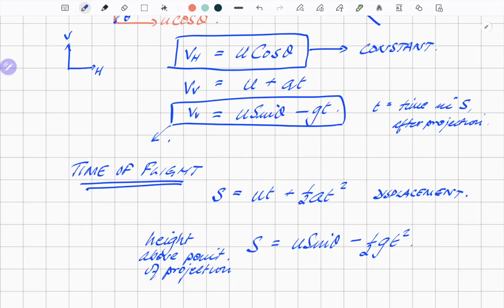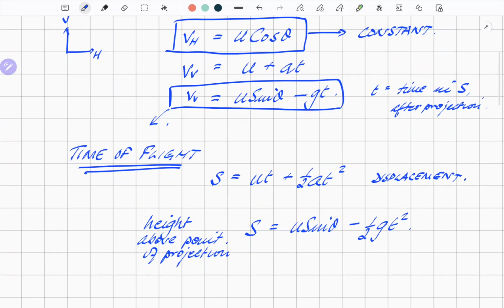If it's positive, it's above. If it's negative, it's below. Does that make sense so far? Yes. Okay. So it's always using the vertical component.